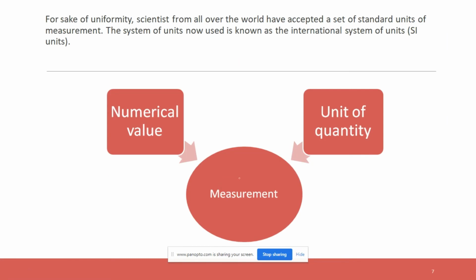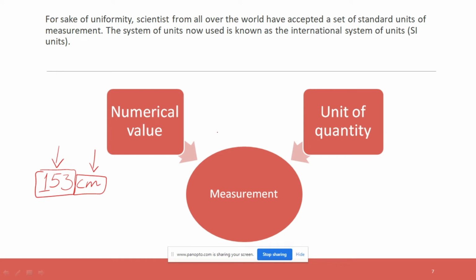So we were talking about measurements. When you are measuring some length, or the weight of something, or even your height, let's say your height is 153 centimeters, right? In this example, 153 is a number and centimeter is a unit. So in every measurement there are two things. The first is the numerical value and the second is the unit of quantity.